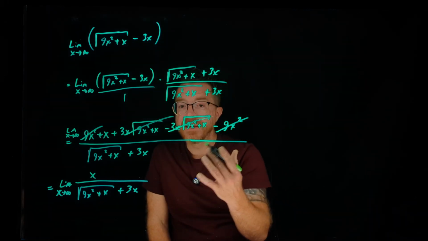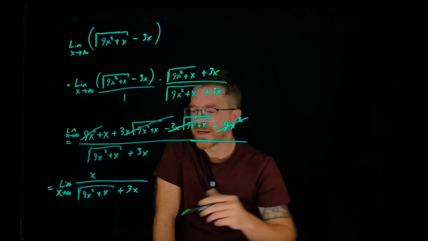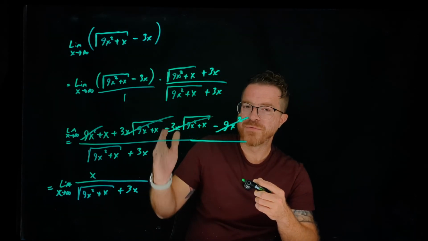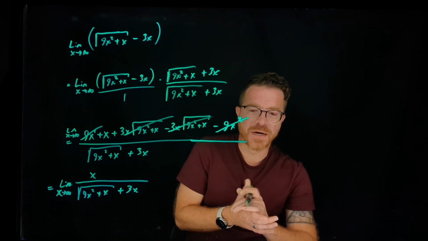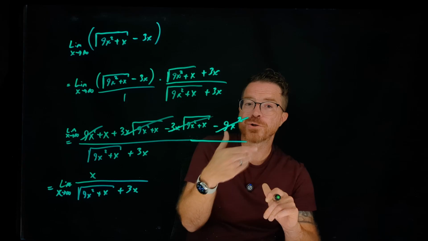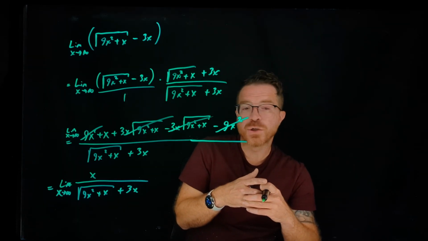So if we were to plug in our limit, infinity divided by, well, we talked about the square root of 9x squared plus x. If you plug in infinity, it's going to be infinity plus infinity. So infinity over infinity, still undefined. So now we're going to do our other trick, and we're going to divide by the largest power in our denominator. So in this case, it's going to be x.